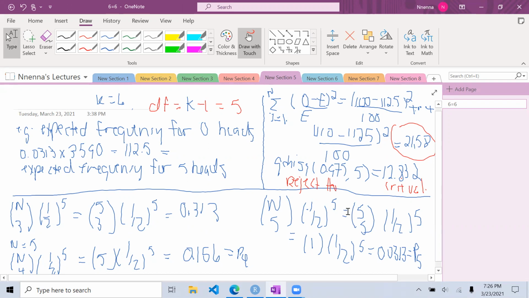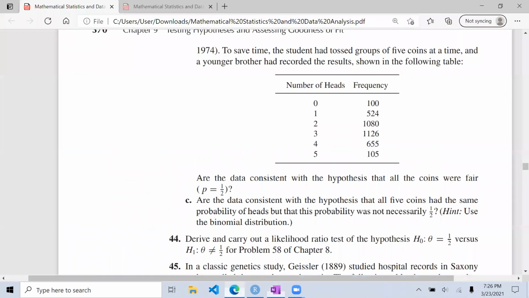Okay. Now, the question has a little twist here, because the question is going to change. It says, is the data consistent with the hypothesis that all 5 coins have the same probability of heads? But this was not necessarily 1/2. So you might say, how did the question change? How is B different from C? Isn't it asking the same thing?